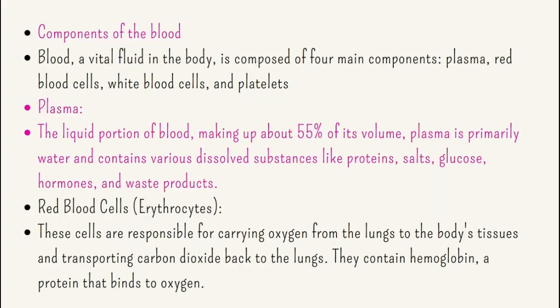So let's talk about the components of blood. It's very important that if you do the circulatory system, you need to know the components of blood. What we have going on is the plasma, which is the liquid part of the blood. It makes up about 55% of its volume. It is mainly water and contains various dissolved substances like proteins, salts, glucose, hormones, and waste products.